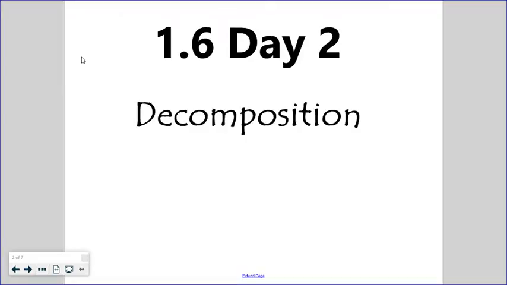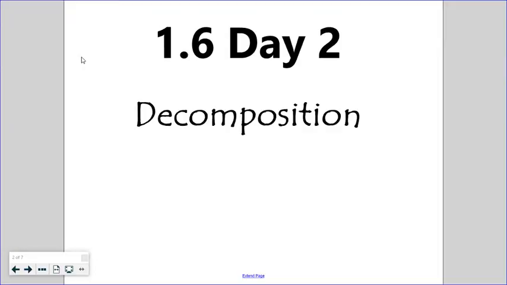Okay, today we're talking about the second half of 1.6, which is decompositions. It's kind of like the difference between when you are asked to FOIL two binomials, when you multiply them together, compared to factoring it. One of them is putting them together, one of them is pulling them apart. Well, Friday we talked about the putting it together part of it, the composition, plugging one function into the other. Today we're talking about pulling two things apart.